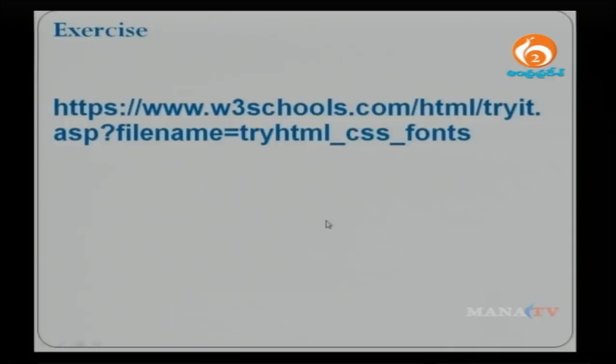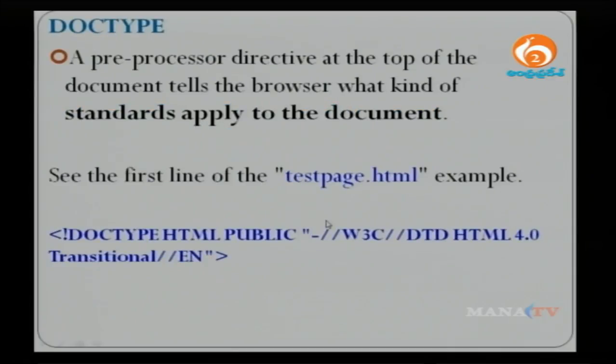So this is the doctype. I have explained this. Pre-processing of your directives means whatever compatibility you are using in our web pages, this is the way the standards apply to the document. What does it mean? Suppose you are using the newer version of HTML, so you can mention that as standard things, the standard structure you are going to apply in your web programming language.